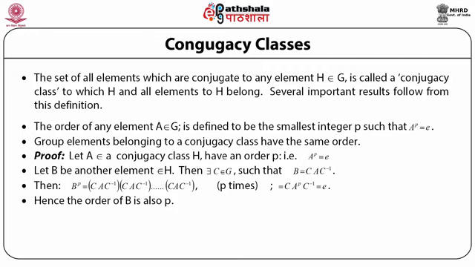Proof. Let A belong to a conjugacy class H, which has an order p, which means that A to the power p is equal to E. Let B be another element of the class H, then there exists a C belonging to G such that B is equal to C inverse A C, because B is conjugate to A. Then B to the power p is equal to C inverse A C multiplied p times, which is C inverse A to the power p C, which is equal to C inverse E C, therefore this is equal to E. Hence the order of B is also p.